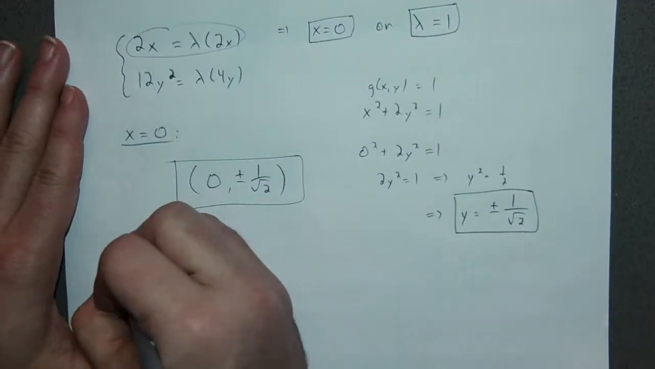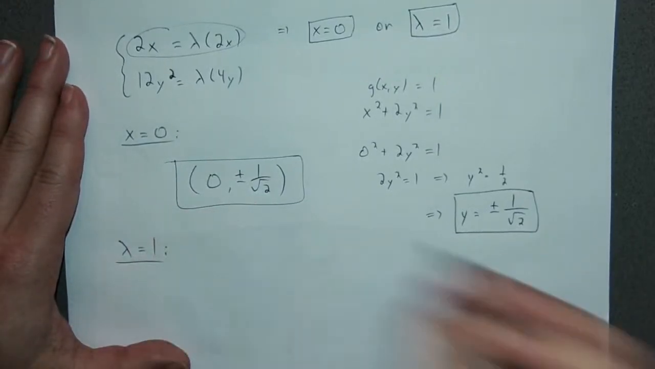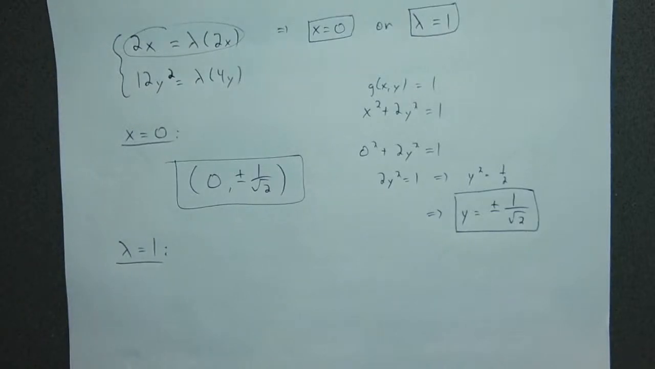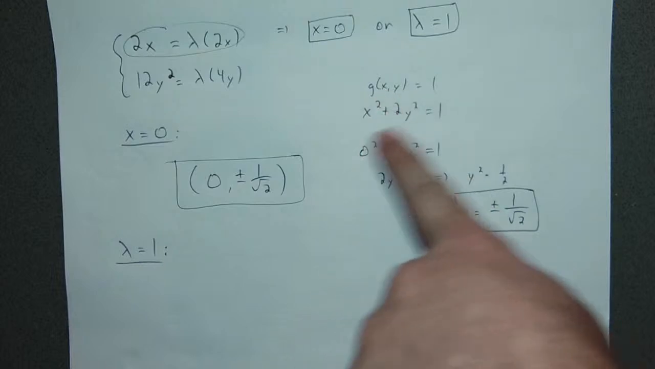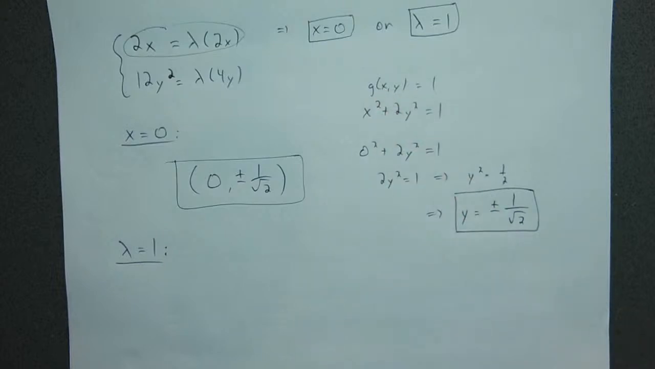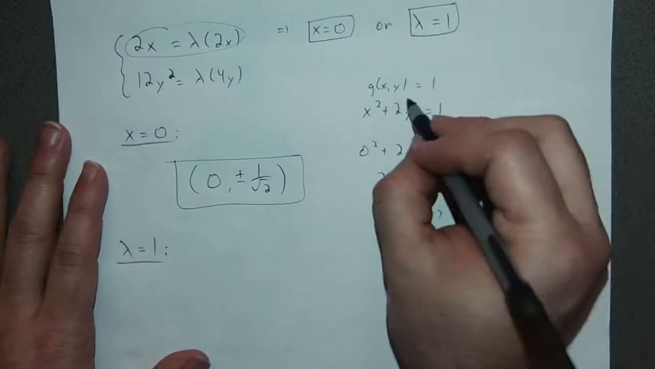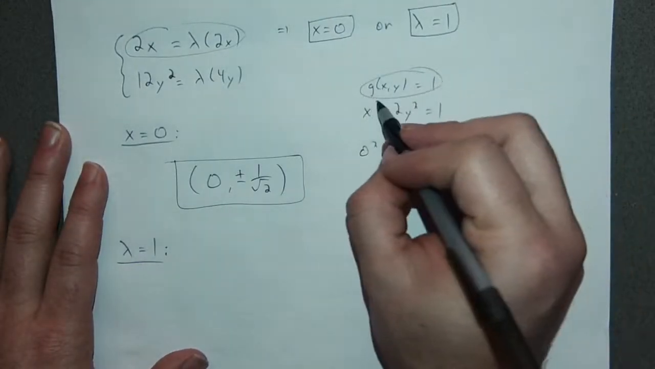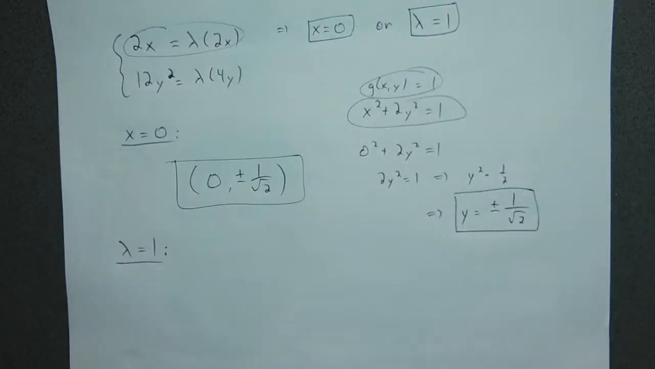But what about the lambda equals 1 case? I exhausted the x equals 0 case. If x is equal to 0, then it automatically tells me, because of this constraint here, that y must be equal to plus minus 1 over root 2. And that's what's beautiful about this, because we're thinking of it geometrically. We're thinking of optimizing a function on some region in the plane, and the constraint that we're interested in is this g of xy is equal to 1, which is the equation for some boundary curve.